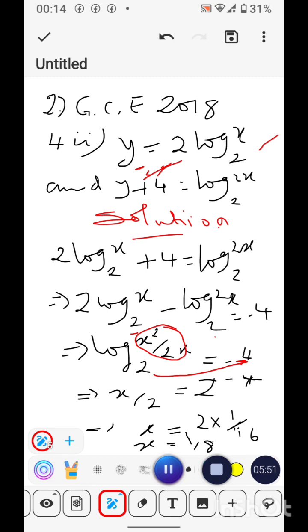Now, if x over 2 is 1 over 16, to make x the subject, we multiply both sides by 2. That's why we end up having x equal to 1 over 8, because 2 goes here, 1 here, 2 goes here, 8.